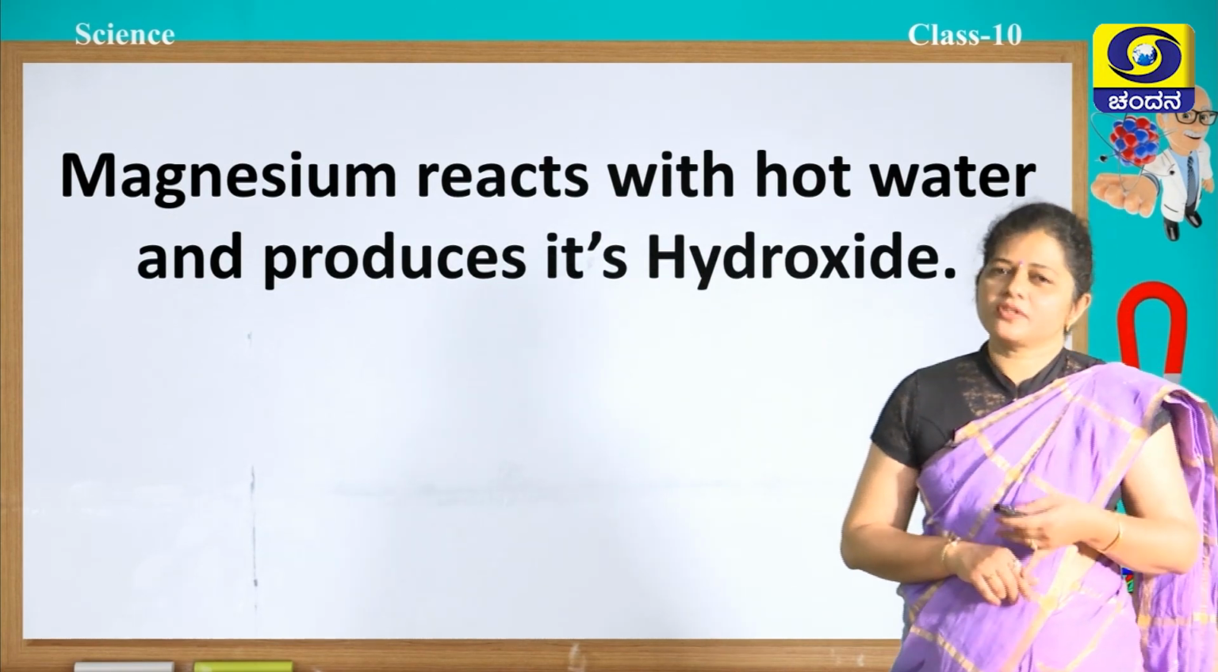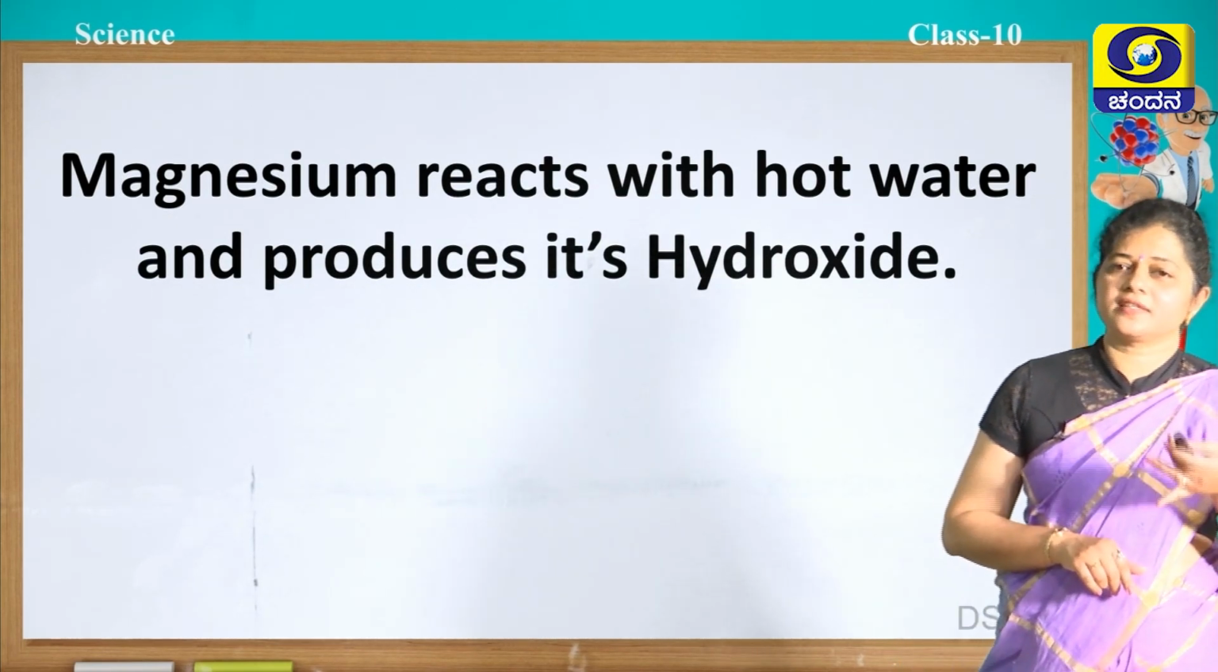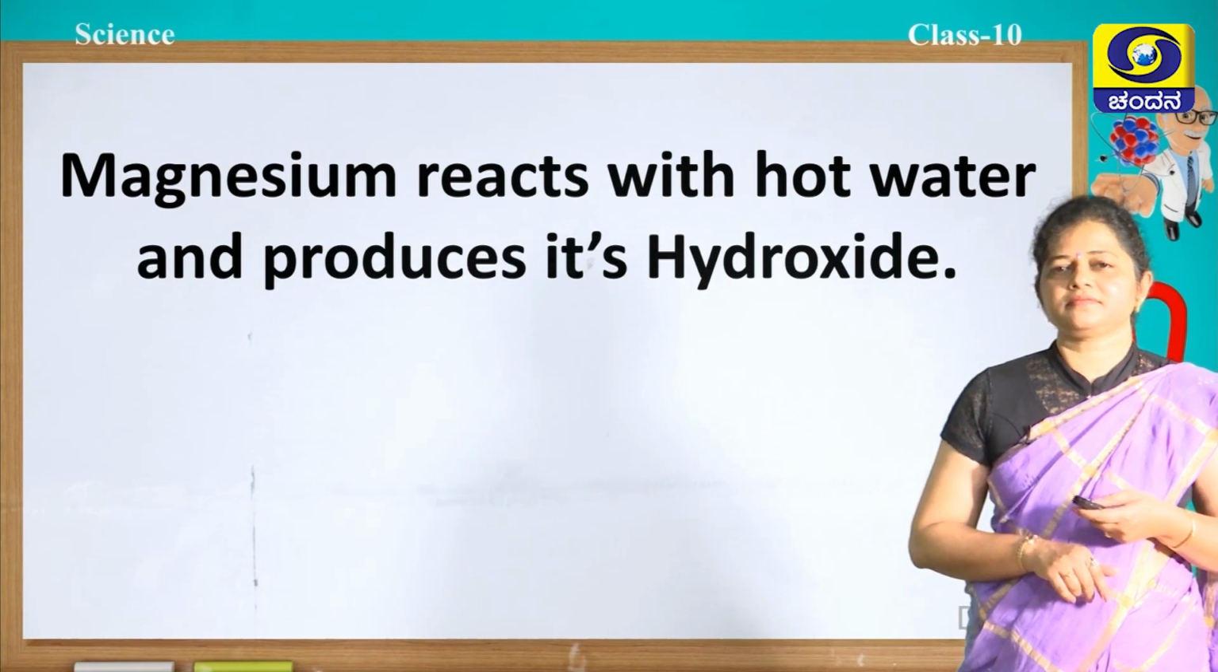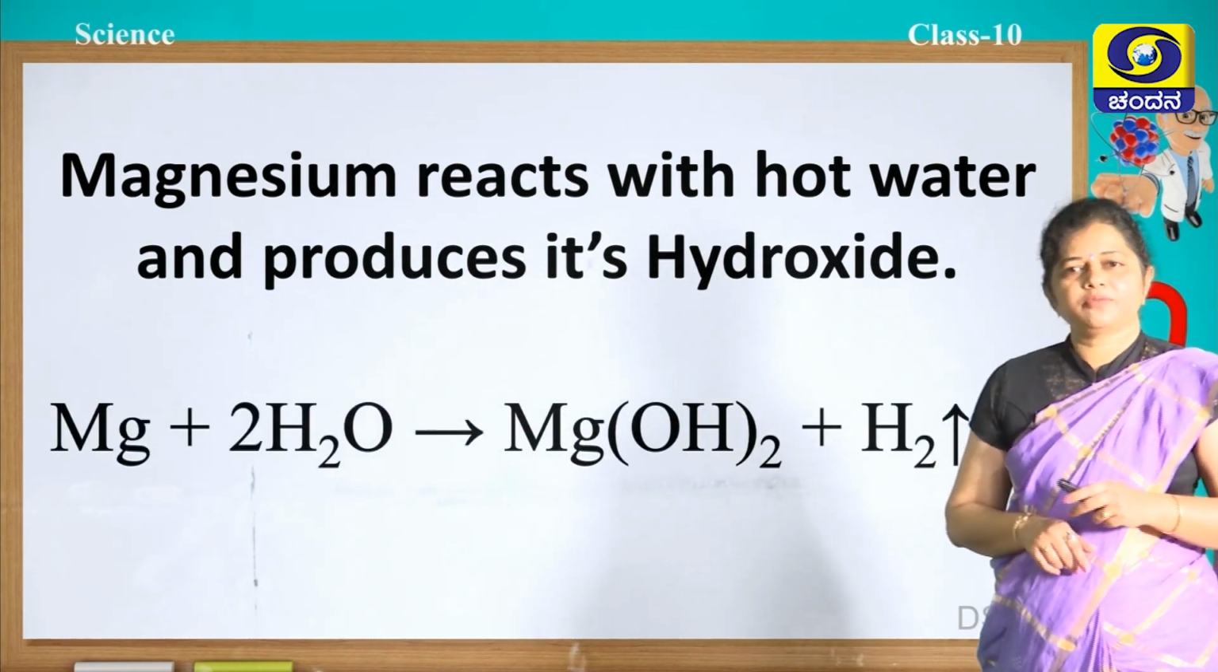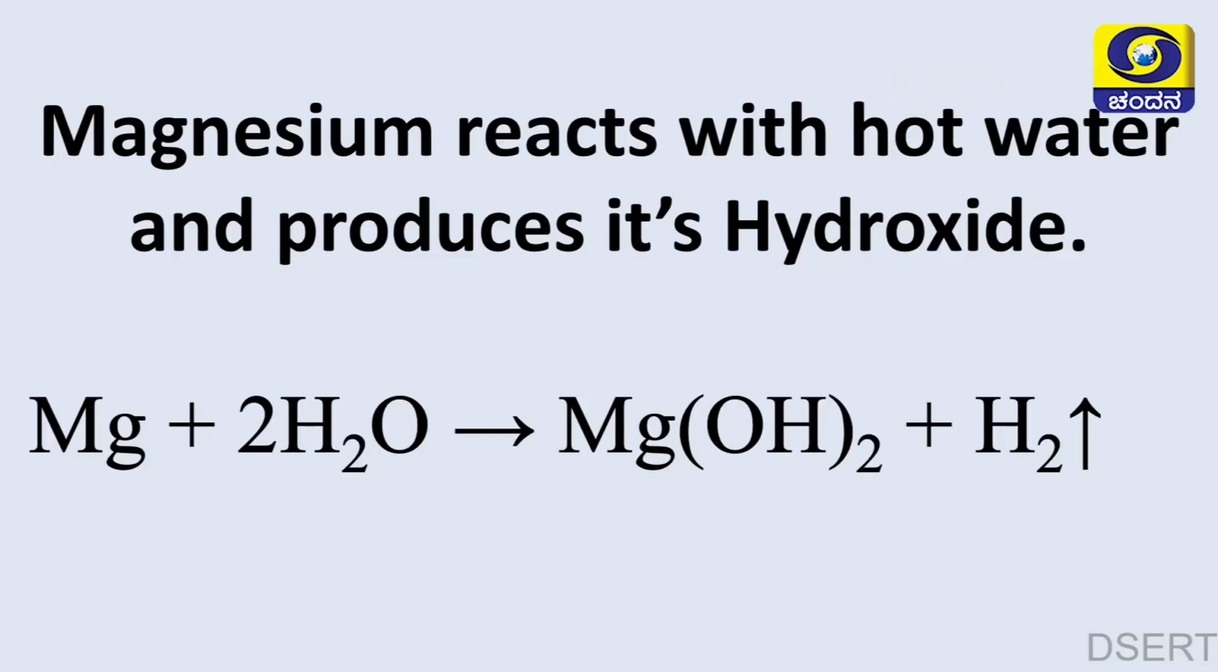Magnesium reacts with hot water and produces its hydroxide. You can see the reaction here. Magnesium reacts with water to form magnesium hydroxide and hydrogen gas is evolved. But this is with what water? Magnesium reacts with hot water and produces magnesium hydroxide. In the process, hydrogen gas is evolved.